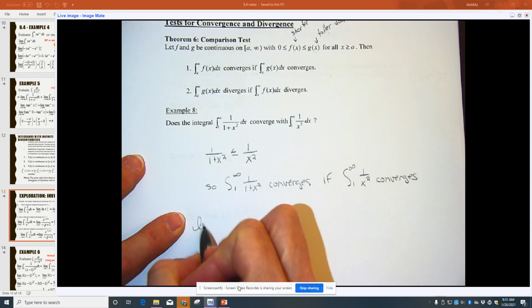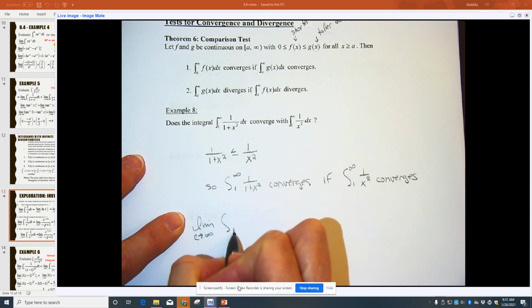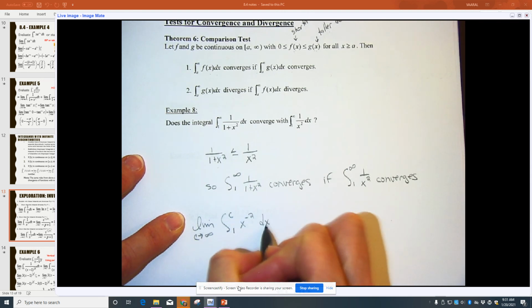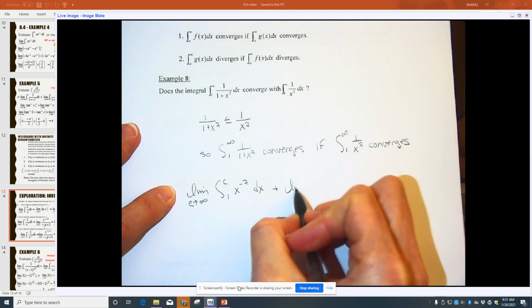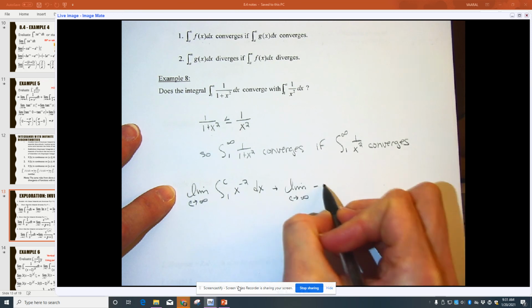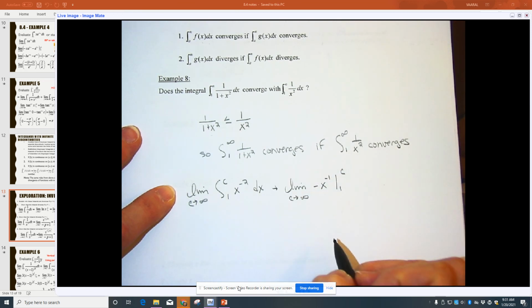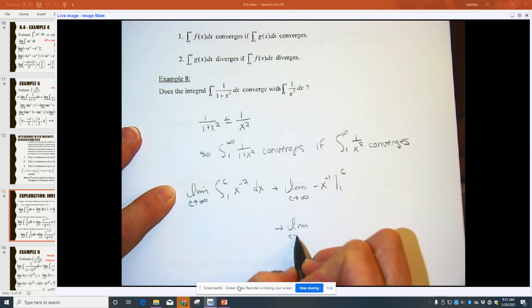So I'm going to do my limit as c approaches infinity of the integral from 1 to c. I'm going to write that as x to the negative 2 dx. So my antiderivative, stick my limit out in front. c approaches infinity. My antiderivative is going to be negative x to the negative 1 from 1 to c. Plug in my upper and lower bounds. Still haven't done my limit.